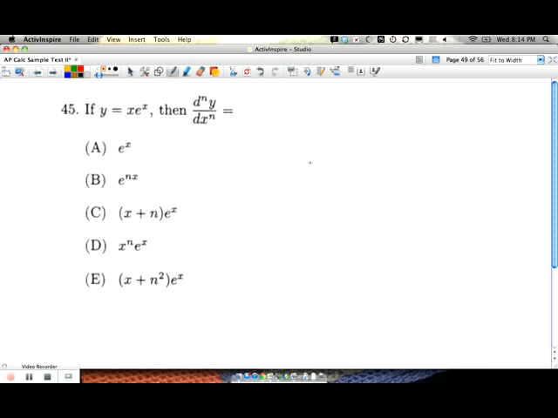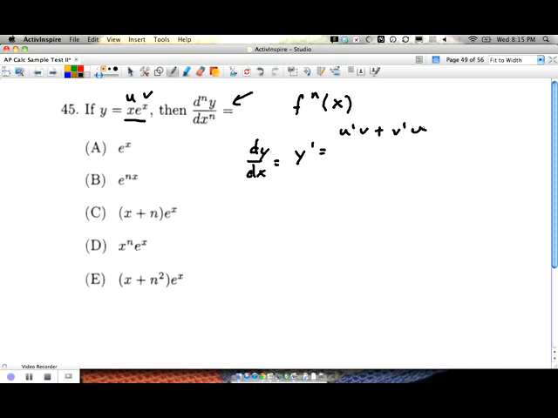Last question of the night. If y equals this, then the nth derivative, that's saying f to the nth derivative of x. Ooh, this is going to be a little tricky. First we got to see what happens in the derivative. So let's look at just the first derivative, y prime, or dy dx. Well, it's a product rule. Let's say x is our u and e to the x is our v.